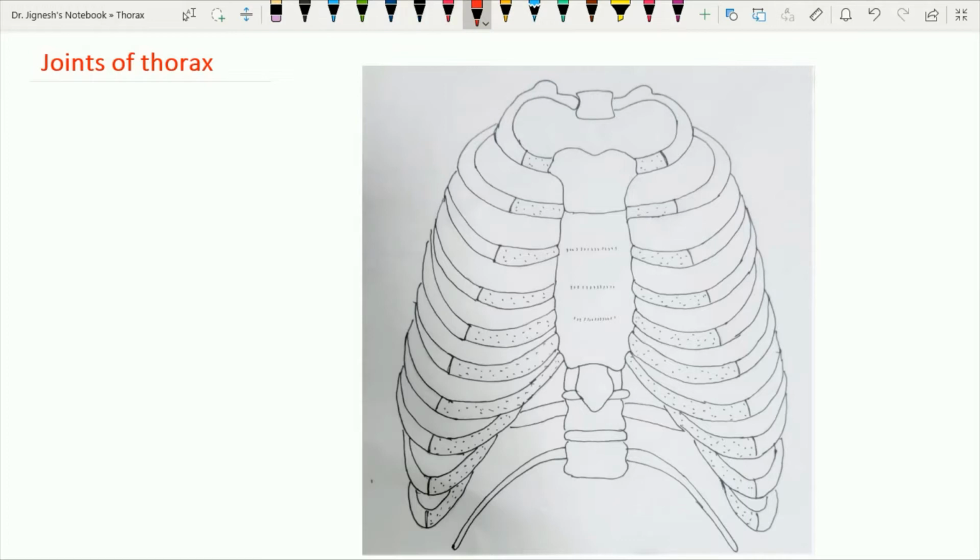We already know that there are 12 ribs, and these 12 ribs are going to articulate posteriorly with the vertebral column. How they articulate with the vertebral column, we are going to see soon. But anteriorly, all these ribs are connected with the costal cartilage through the costochondral joint. And this costal cartilage is nothing but the anterior unossified part of the cartilaginous rib.